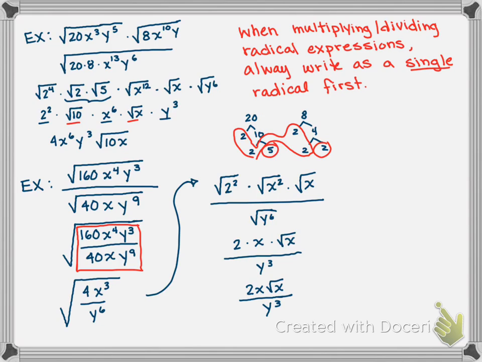It's probably the one thing people forget the most on these, which is to make everything a single radical, and then you can break it up afterwards. If we simplify that fraction first, then we eliminate a lot of work for ourselves with having a ton of factors to deal with.